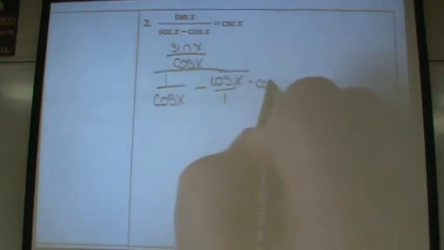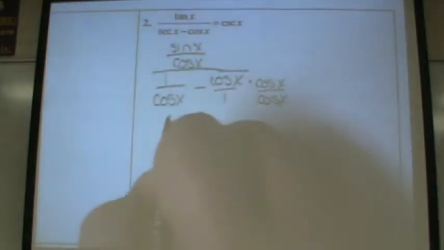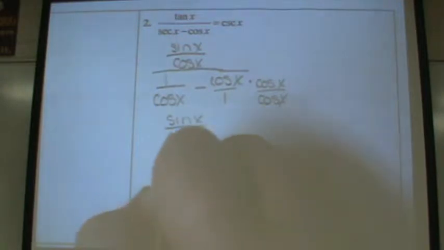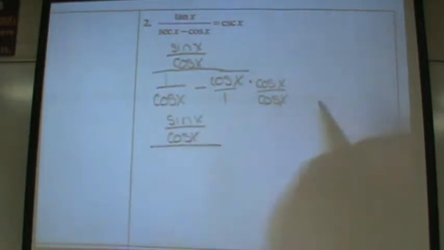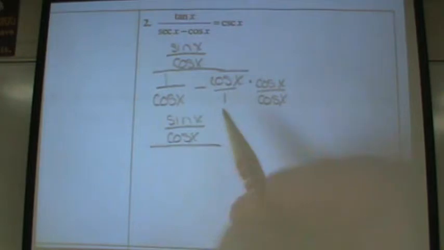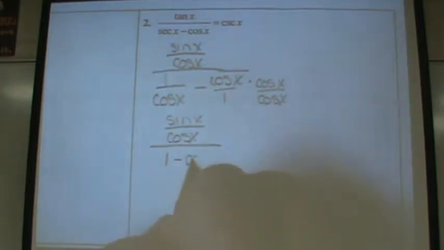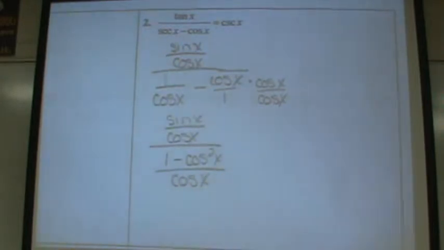So now we want to get a common denominator on the bottom. So we're going to multiply this cosine x because we can put it over an imaginary 1. We'll multiply this cosine x by cosine x over cosine x. So when we rewrite this, we end up with sine x over cosine x all over, combining this bottom, 1 minus cosine squared x all over cosine x.